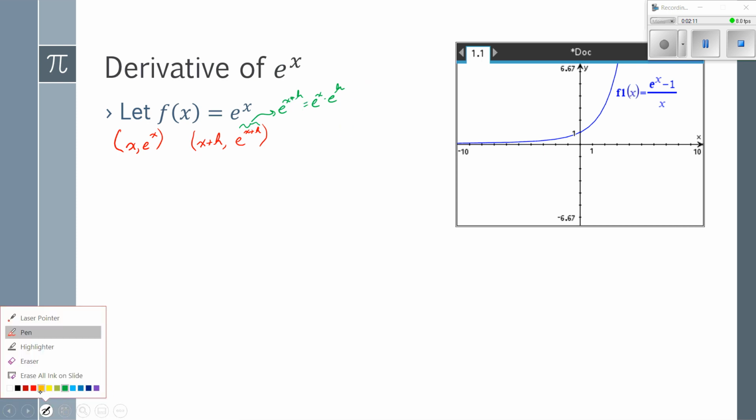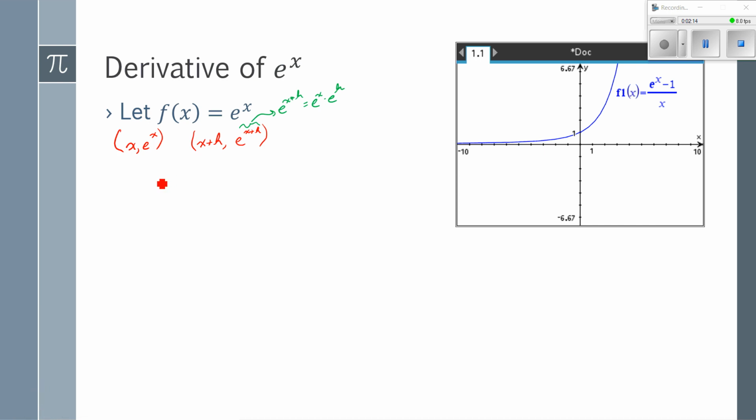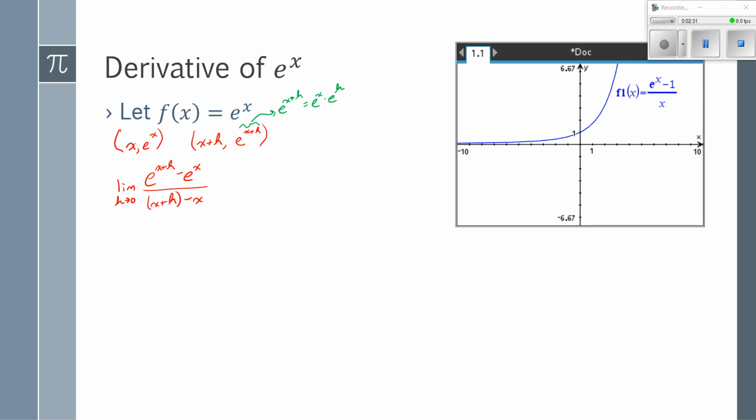I can then go ahead and set up the slope between those 2 points. So e to the x plus h minus e to the x all over x plus h minus x. But then to get the slope of the tangent, I want to move the 2 points infinitely close together. In other words, that horizontal distance between them, h, is approaching 0. I'm then going to work on simplifying this. So the limit as h approaches 0, because I haven't found the limit yet. I already said e to the x plus h is e to the x times e to the h, minus the e to the x. And on the bottom, I just have h.